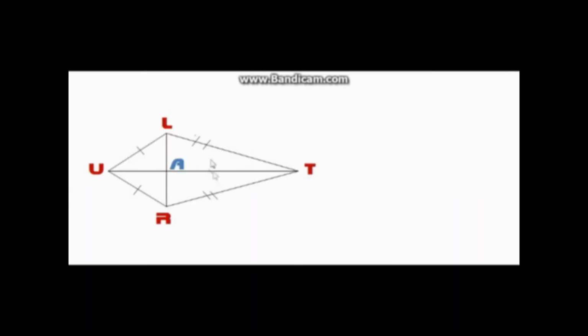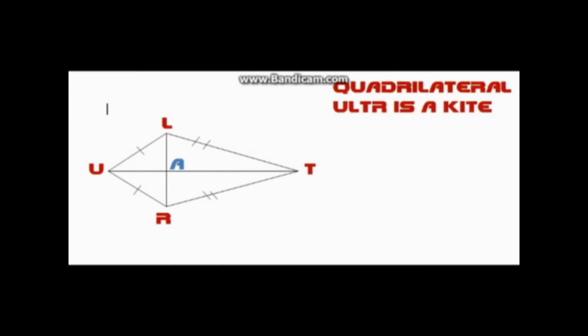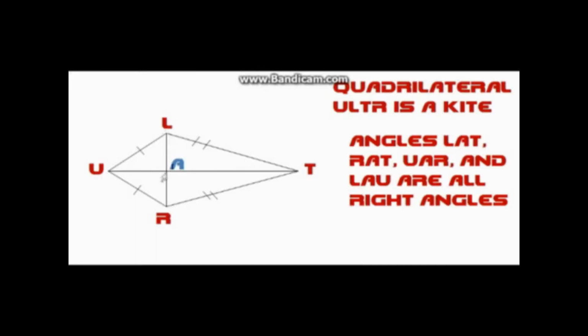Alright, here we have another quadrilateral, and we know that this quadrilateral is a kite because it has two sets of congruent sides that are not congruent to their opposites. So LT is congruent to RT, but is not congruent to UR, and there's two sets of those, and since this is a kite, we know that all angles stemming from point A, RAT, UAR, LAU, and LAT are all going to be right angles because the diagonals in a kite are perpendicular to each other.